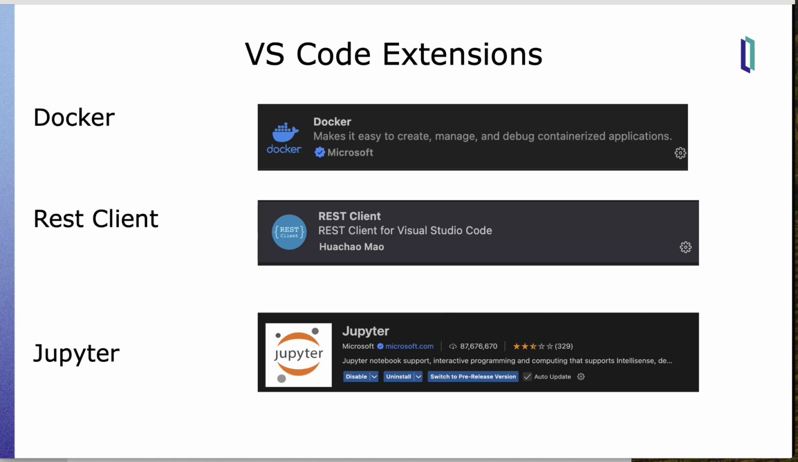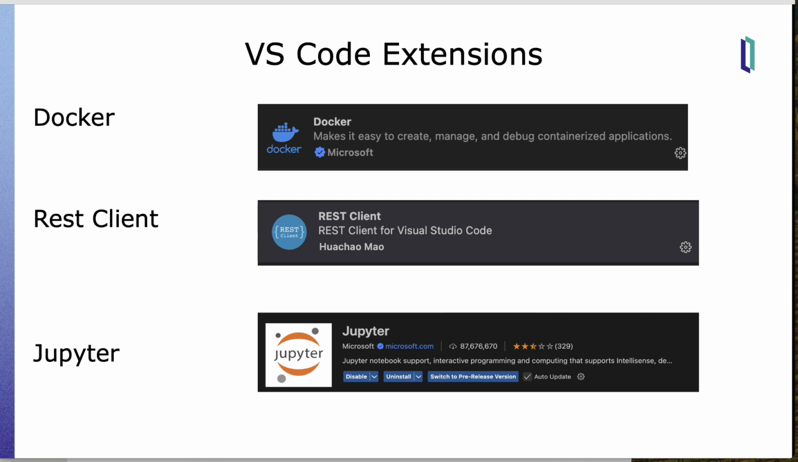Lastly, we'll install Jupyter by Microsoft. This extension allows us to run Jupyter Notebooks inside VS Code. It's particularly useful for AI and FHIR assignments, as we could write and execute Python code in a structured, interactive format. This is helpful for data analysis, visualizations, and AI model development.